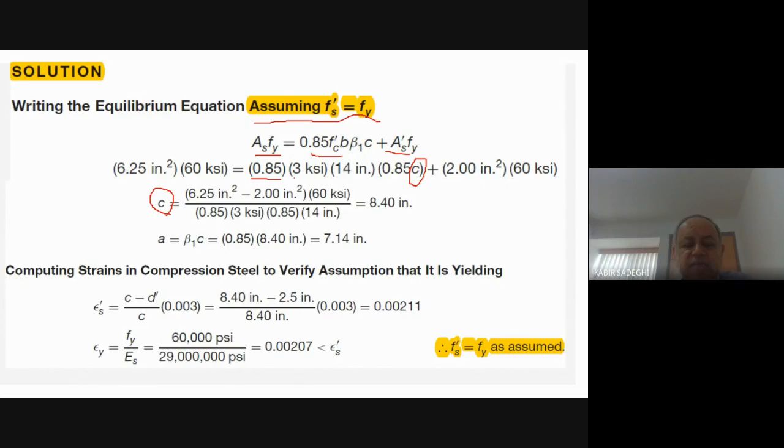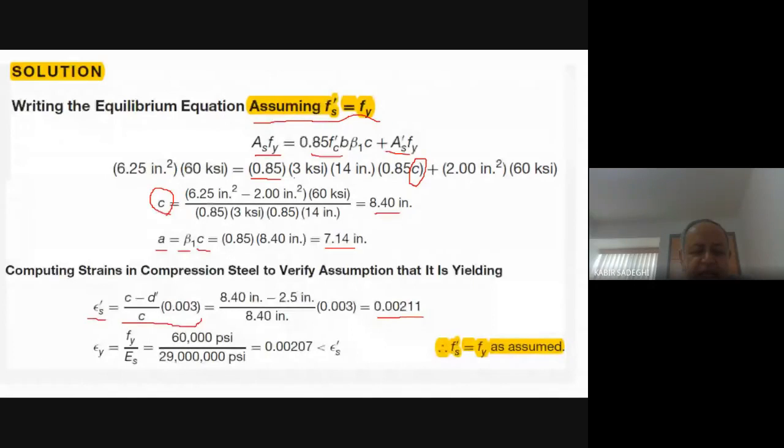After finding c, we can calculate a, because a has a relation with c through a factor less than 1, which is beta 1. Therefore, we find a as well. When we find a and having c, we can find epsilon prime s, meaning the strain of the compression steel. You remember we found it from the similarity of the triangles of the strain profile, and with application we find something about 2 per 1,000, or 0.00211.